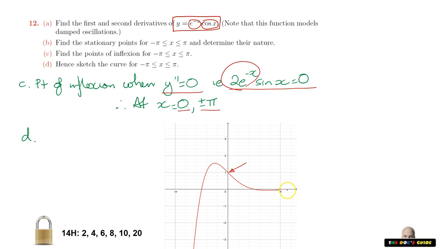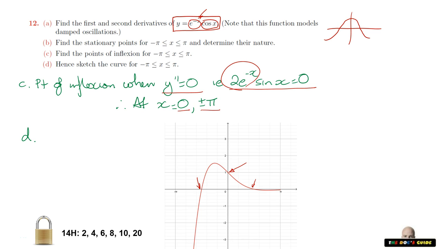Where do we cut the x-axis? Well, that will be where y equals 0. So where does y equal 0? Well, this can't be 0. So where does cos x equal 0 over our domain? So if we think of our cos curve over this domain, it's going to go down like that, and like that. So that's at pi on 2 and minus pi on 2. So that's this point and this point, so that's all good.